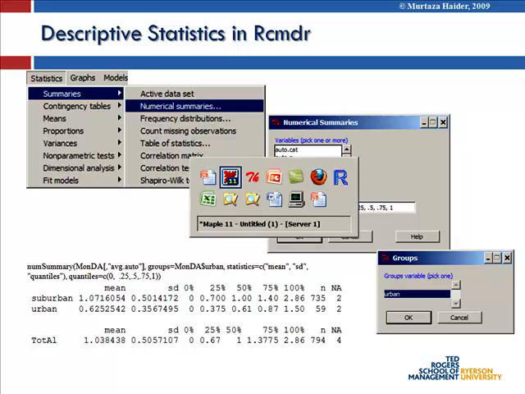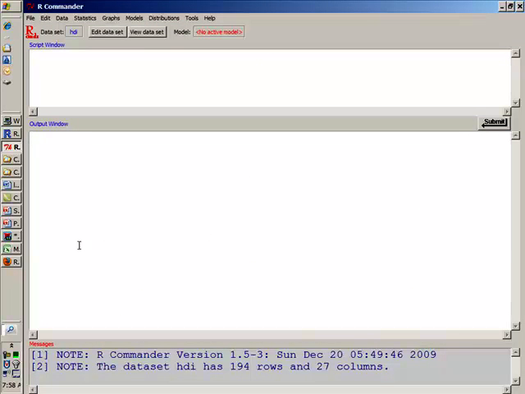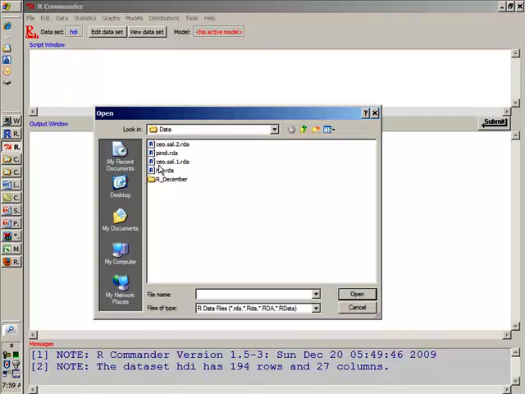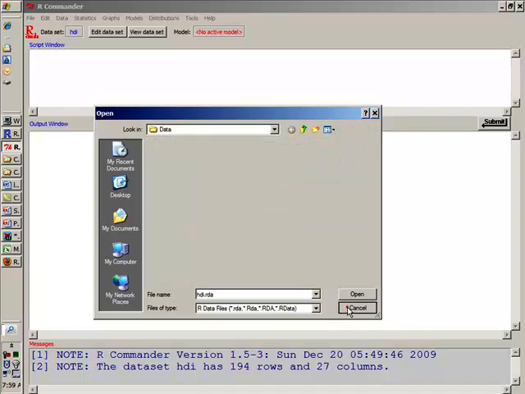Now, if you have not started R Commander, you recall that you first have to start R, and after you have started R, you type library, and then within parentheses type Rcmdr, and it will launch R Commander, and this is the screen that you will see. Then you would click on Data and say Load data set, locate the data set that you would like to load, and then click OK. I've already got this data loaded, so I'll just say cancel.